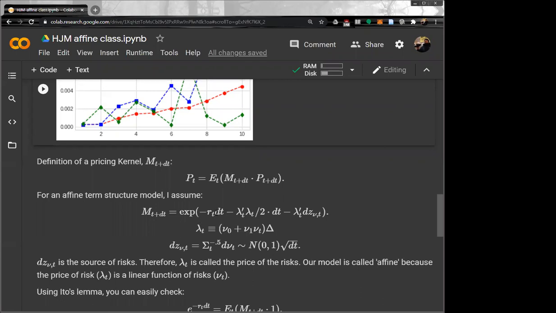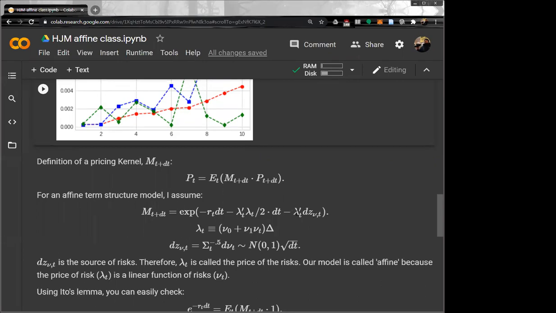Exponential of the risk-free rate first. It is natural, because we have to discount something in the future with the risk-free rate plus some risk premium. And then we have the lambda_t prime lambda_t over 2 dt part. This second term is called the convexity adjustment term. And the third term, lambda_t prime dv_t.